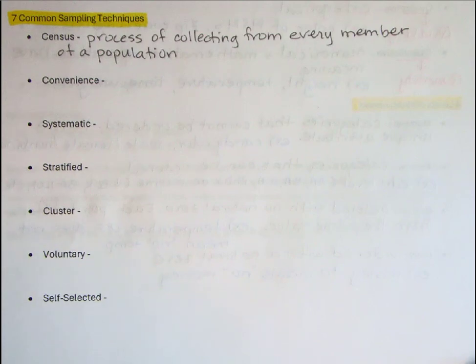Every 10 years, the United States tries to do a census, where they have people that go door to door and try to collect the information of every person who lives in every household on gender, income, a bunch of other statistics. But the census is trying to collect from every single member of the population.